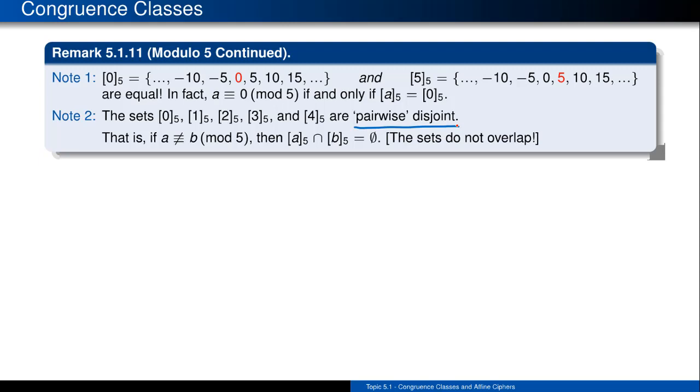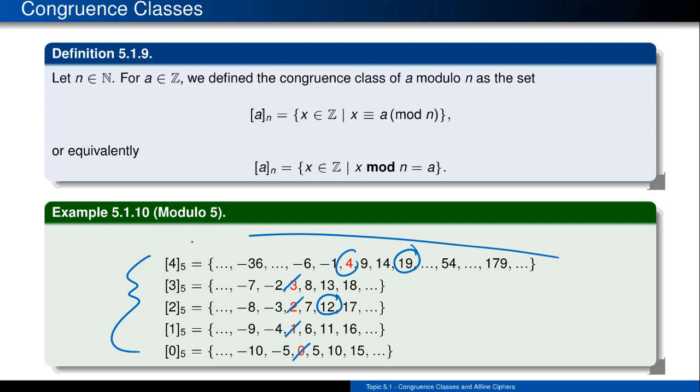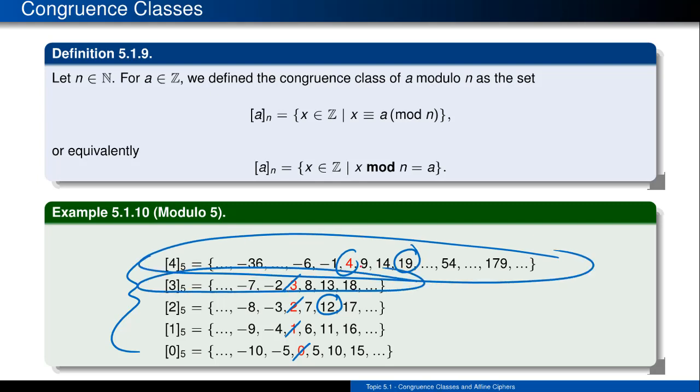What this means is that if you grab any 2 of those congruence classes, so in this case, I'm calling one of them the congruence class of A and the other one the congruence class of B, if I grab those 2 things, so in this case, if I look at this set of 4 mod 5 and the set of 3 mod 5, if I'm holding those 2 things, and if I compare the elements in those 2 lists, I'm not going to find anything that happens to be in both of those lists.